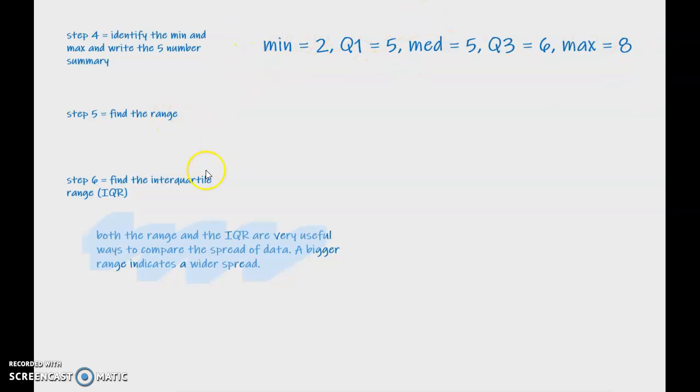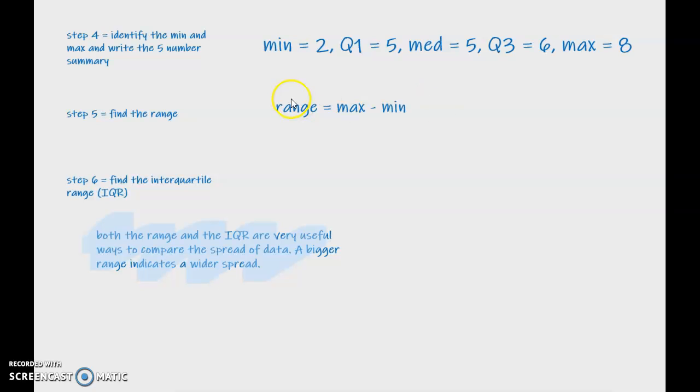Let's start with the range and the interquartile range. Now, before I show you how to do that, I just want to draw your attention to the fact that there are very useful ways to compare the spread of data. A bigger range would indicate a wider spread. So if you want to compare if something is more reliable, for example, you'd be looking for a smaller spread because you'd want to be hitting close to a certain value more often. But if variability is desirable, then a wider spread is a good thing.